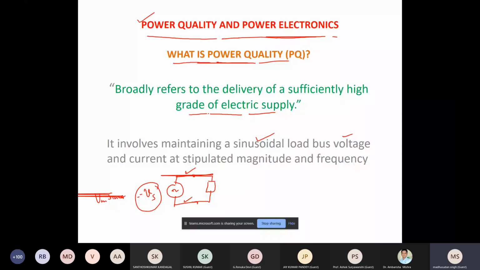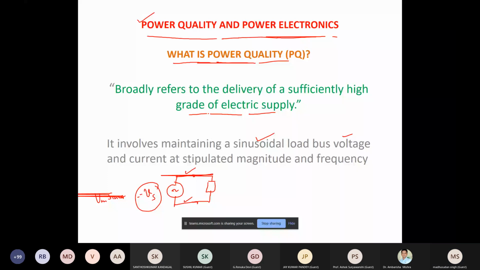So maintaining a sinusoidal voltage at this terminal, again of a fixed amplitude, fixed frequency, is basically maintaining power quality, right? So you will see that even if you change the loads here, the load could be a rectifier, load could be a drive here or a motor, they should not alter the profile of the voltage of the source in terms of the magnitude, the frequency, and all, right? That is what broadly we refer to.